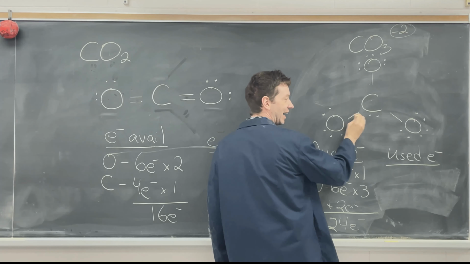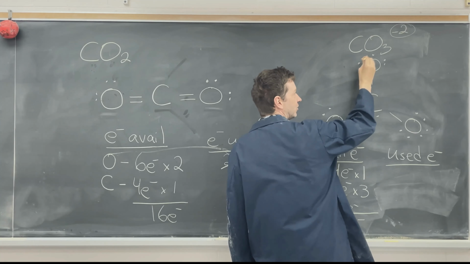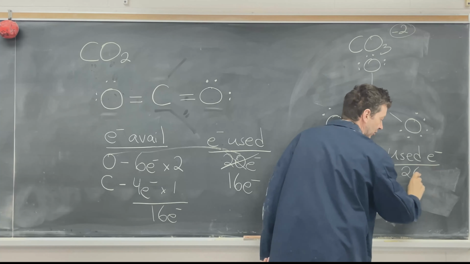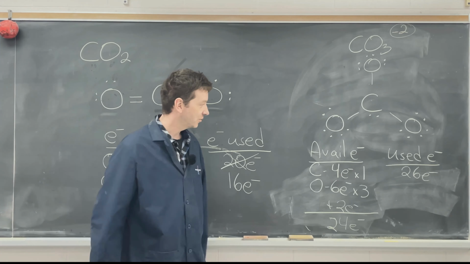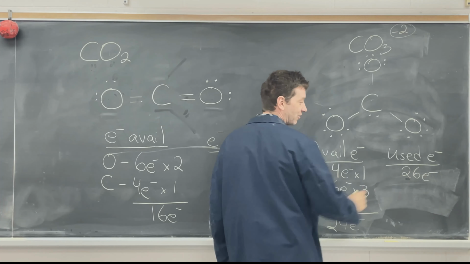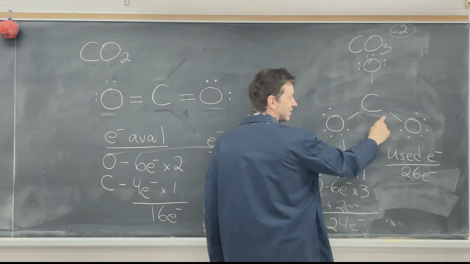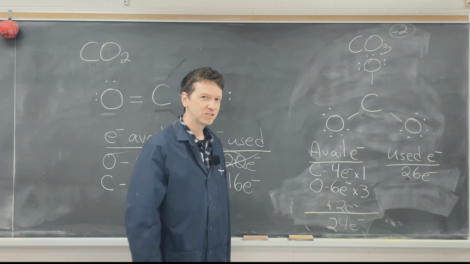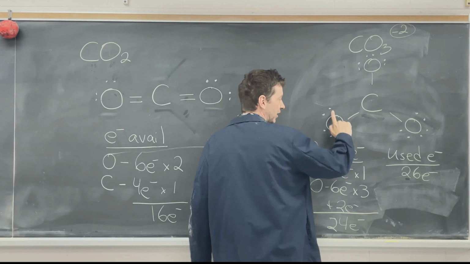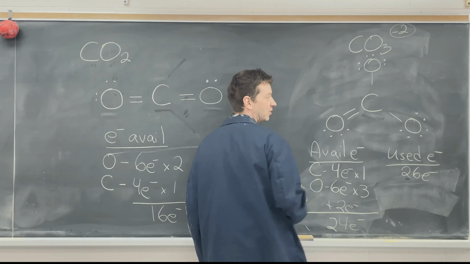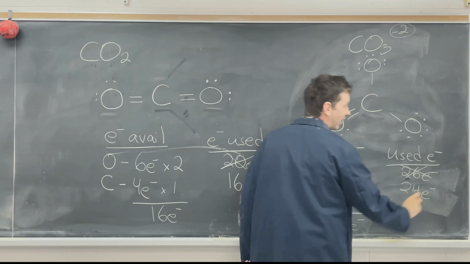2, 4, 6, 8, 10, 12, 14, 16, 18, 20, 22, 24. We've used 26. So we've used too much. So what we need to do is get rid of 4 and then create a double bond. So we'll get rid of these two. And then which oxygen should we bond it to? For grade 11, it doesn't matter. So just pick one and do your double bond. So now we've used 24 electrons.